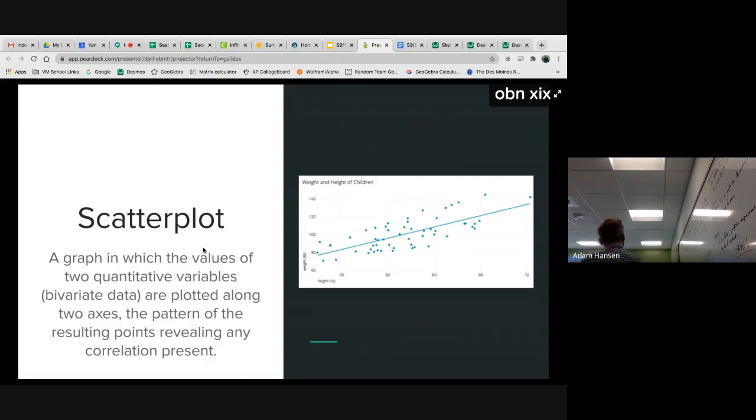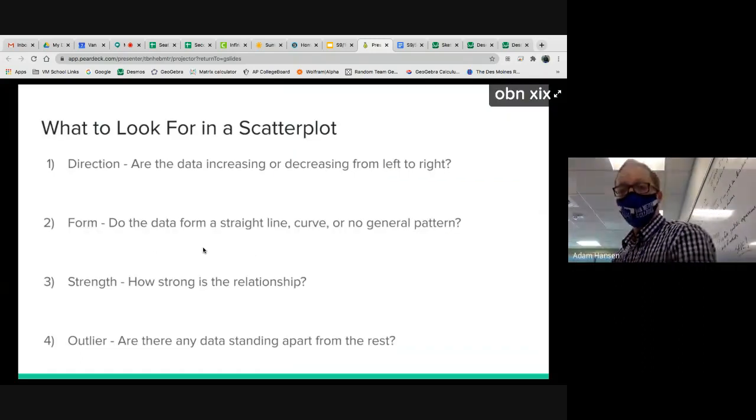In a positive association, the trend line is going up from left to right. It has a positive slope. So as one variable increases, the other similarly also increases. Okay, direction is either positive or negative.